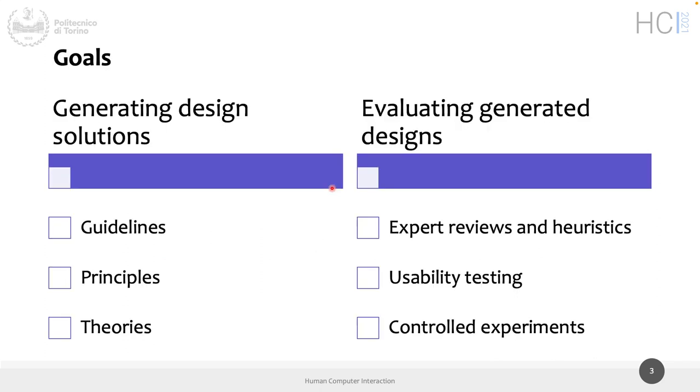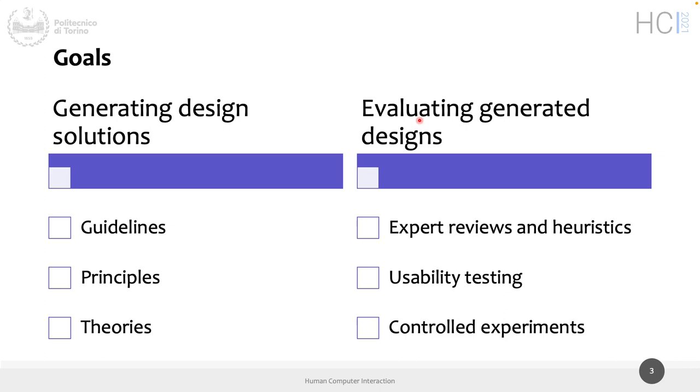In particular, also as a recap, we should already know how to generate design solutions. We can generate design solutions with need finding to extract needs. We can generate user interfaces, let's speak about graphical user interfaces, with guidelines by taking into consideration principles, theories, etc. What we don't yet know how to do is how to evaluate the design that we generated according to the guidelines, to the principles, to our creativity, to the needs of our users, etc.